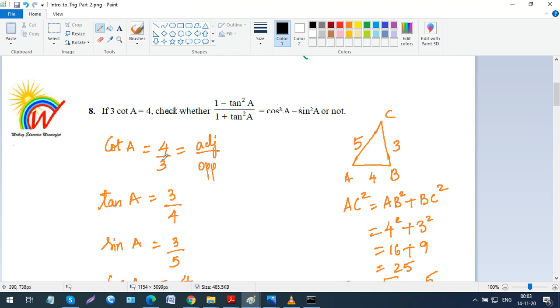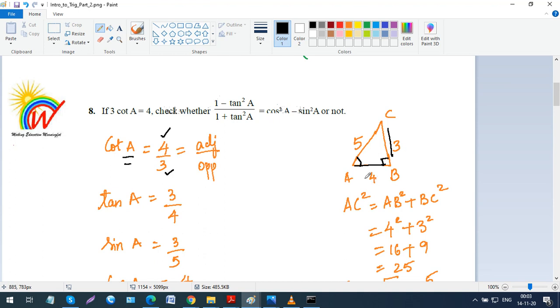So cot A is actually adjacent by opposite. I hope you people have remembered all the trigonometric ratios. So if I have a triangle and this is the 90 degree, and let's say they are saying cot A, this is your A. For A, adjacent is AB and opposite is BC. So adjacent is supposed to be 4 and opposite is supposed to be 3. So I write 4 and 3 over here.